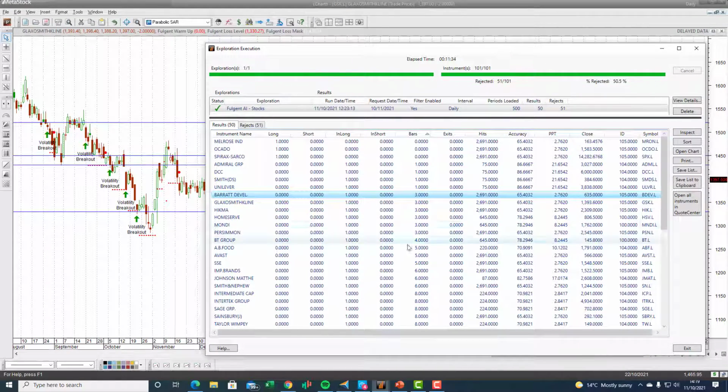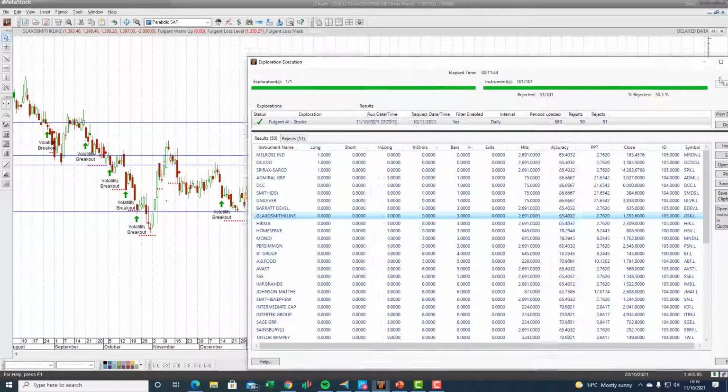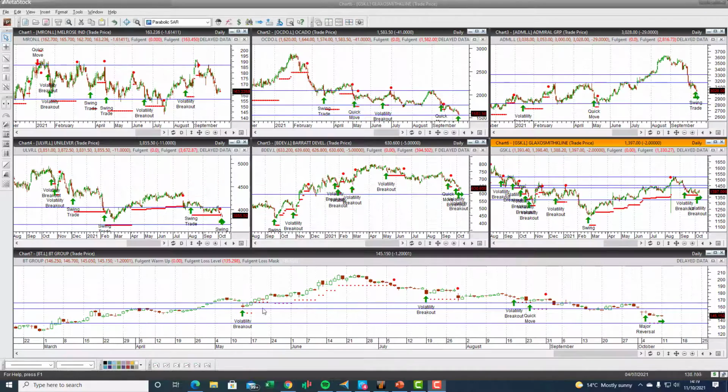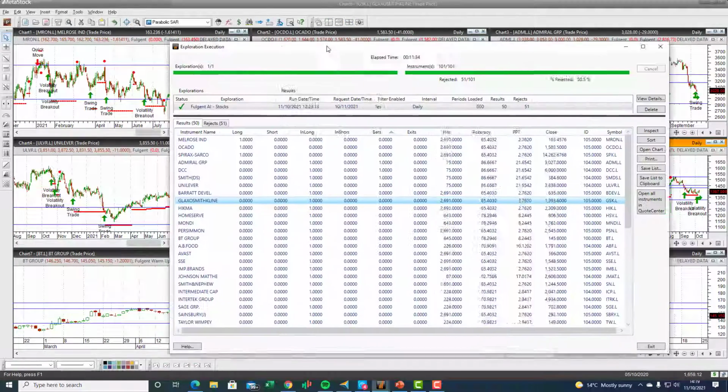Now, the volatility breakout in GlaxoSmithKline is a 65% accurate strategy. It occurred 2,691 times in the testing period, so it does occur quite frequently, but it's once again a high probability trading strategy on GlaxoSmithKline. So that's a review of the most recent trade setups.